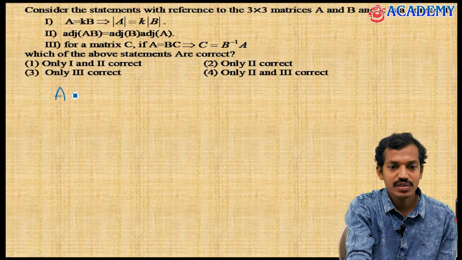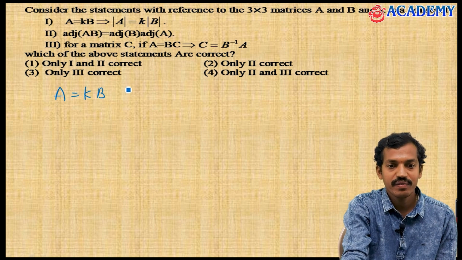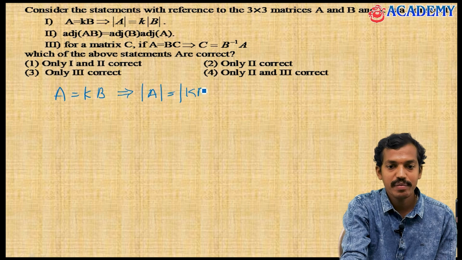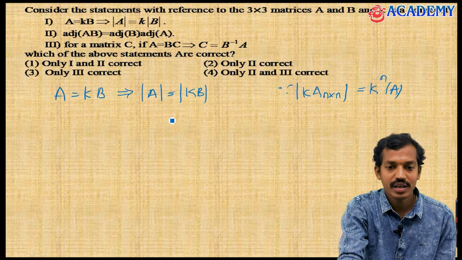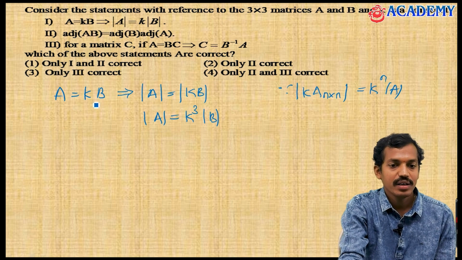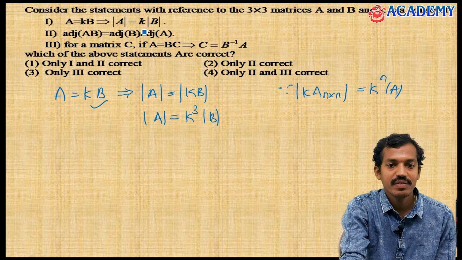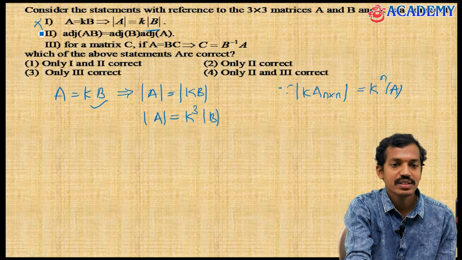A equals kB. With that, if I take mod on both sides, mod A equals mod kB, we have a formula: the determinant of kA, for an n by n matrix, is k power n into the determinant of A. With that, for a 3 by 3 matrix, it means k cube into determinant of B. Determinant of A equals this, but you are given kB, that's why the first statement is wrong.